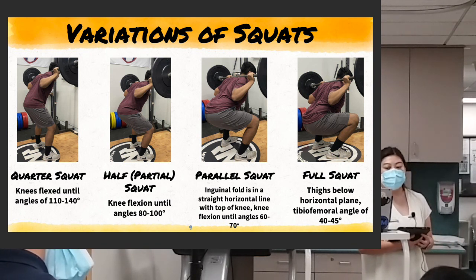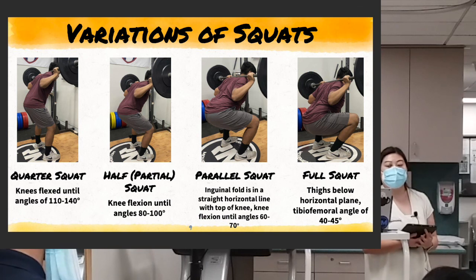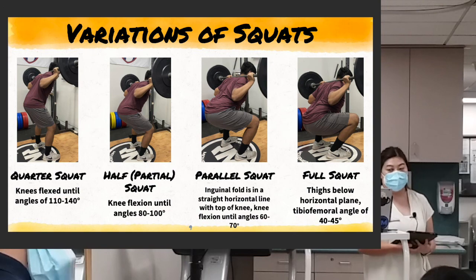Parallel squat, where the inguinal fold is in a straight horizontal line with the top of the knee, and the knee is flexed until angles of 60 to 70. Then a full squat, where the thighs are below the horizontal plane at a tibiofemoral angle of 40 to 45 degrees.